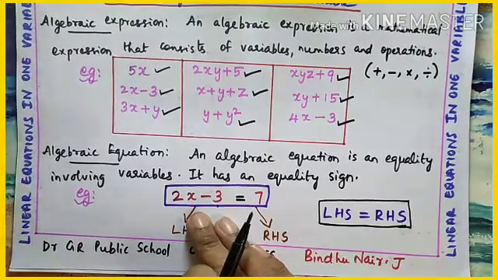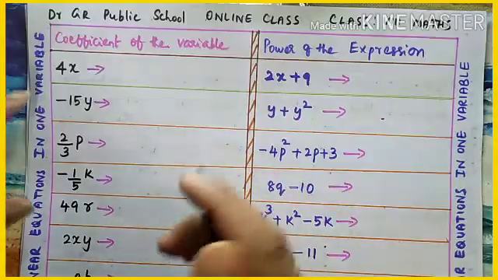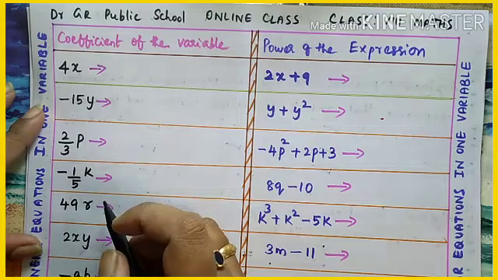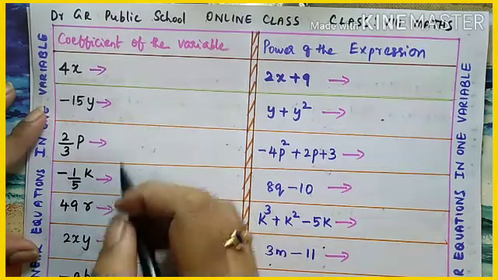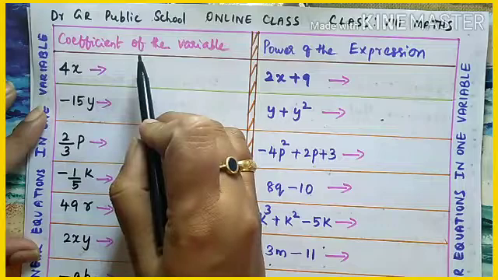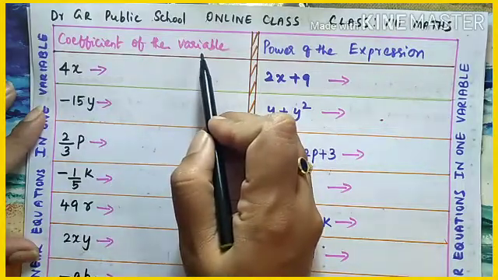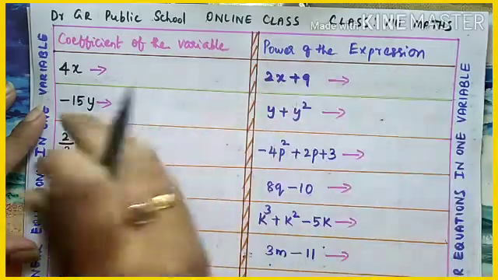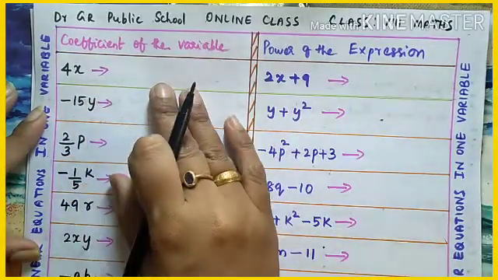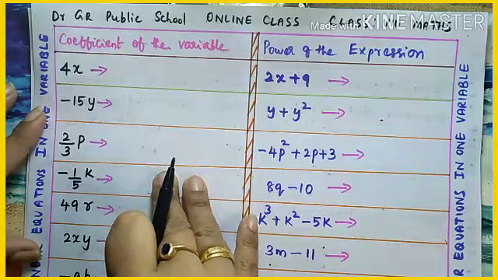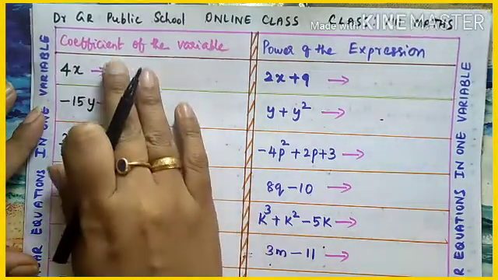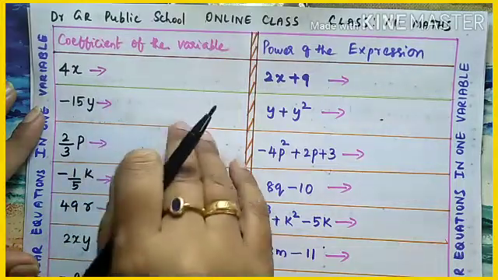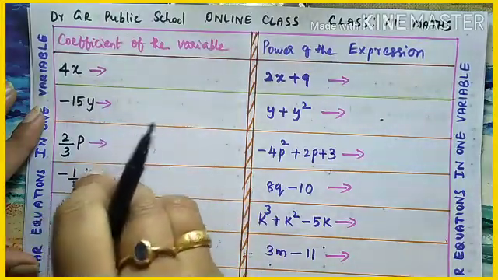Then, now children, listen to this carefully. In your previous class, that is class 7, you have learned about the coefficient of the variable and the power of the expression. So first we can do coefficient of the variable, just to recall your previous knowledge. So I have written different terms here. You just tell what is the coefficient of the variable.